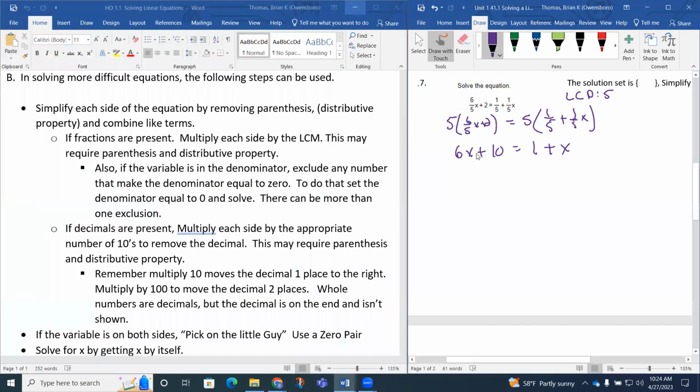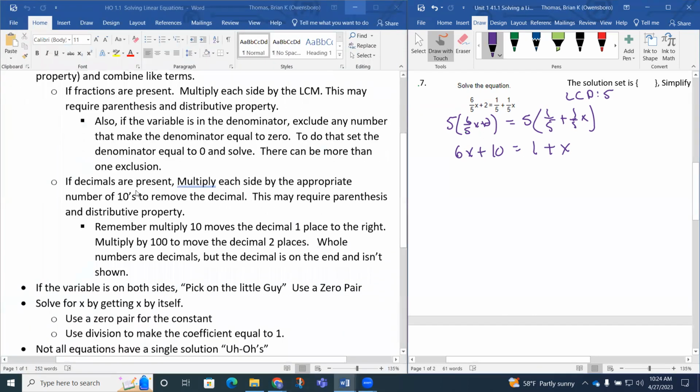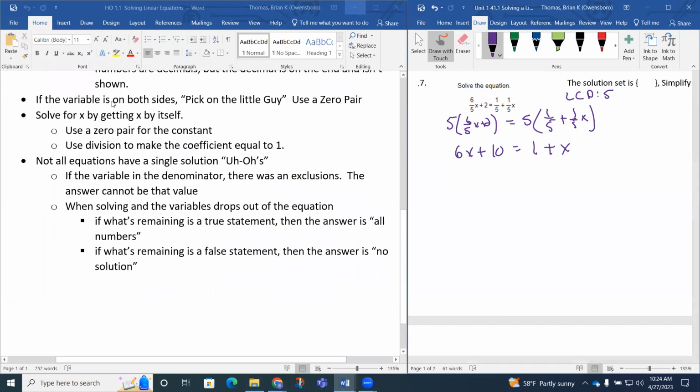So it looks like we have simplified each side of the equation. Notice how if the variable's on both sides, we want to pick on the little guy. Between a 6x and a 1x, there's a variable on both sides. What I want to do is pick on the little guy, which is the 1x. So I'm going to subtract an x here as long as I subtract an x over here. That's going to make what we'll call a 0 pair.